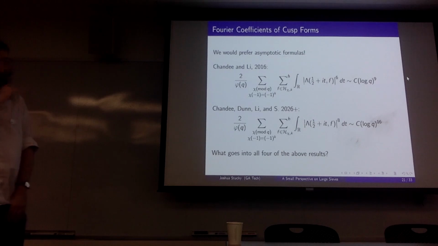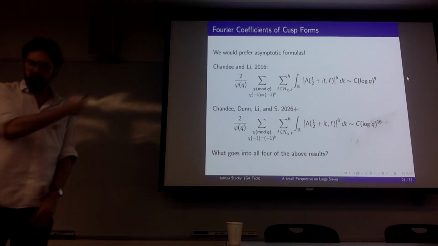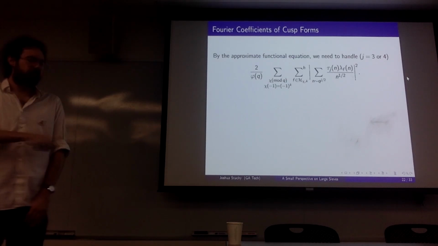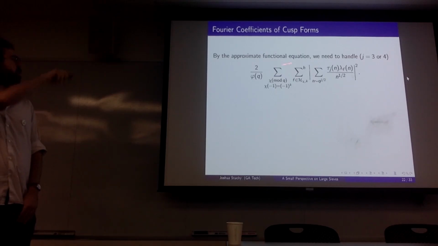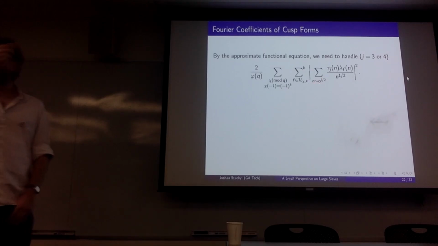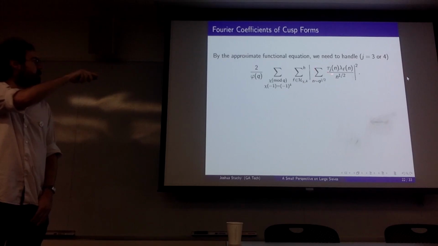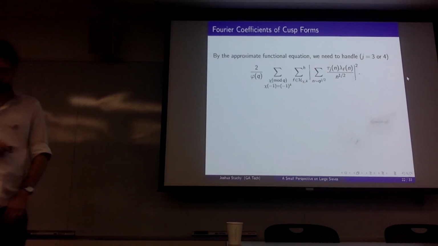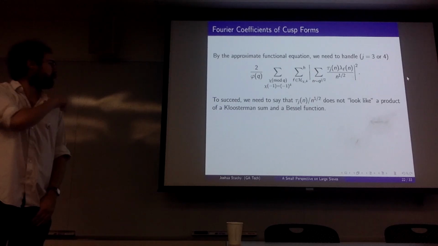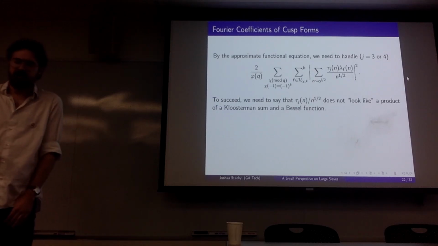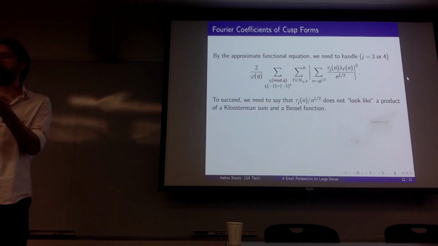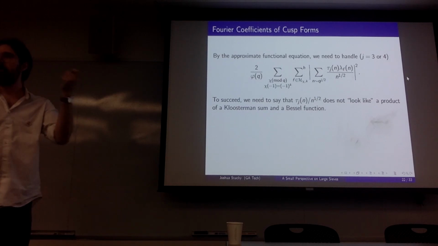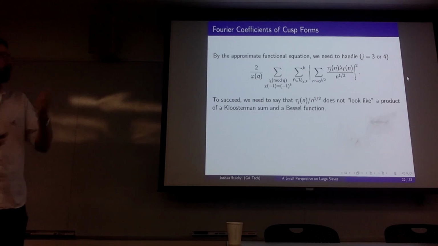So in all of these, I want to talk about just what goes into proving something like this. If you reduce via the approximate functional equation, morally you need to understand a sum that looks like this, where your n's are maybe of size q to the j over 2, j being 3 or 4, depending on which moment you're looking at, of the divisor function times the Fourier coefficient of your modular form. So to succeed, you need to say that your divisor function doesn't look like a product of Bessel functions and Kloosterman sums, right? You need to say that it doesn't correlate with the Fourier coefficients of Maass forms.